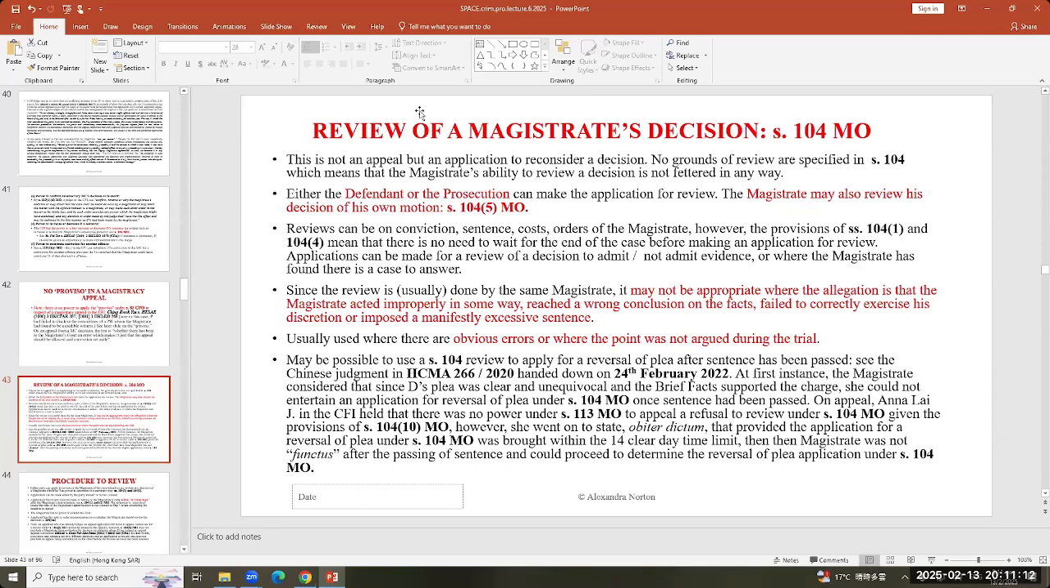That's subsection 5. And you can review anything. It's a very broad power. You can review conviction, sentence, costs, orders, decisions of the magistrate. But where you are trying to argue that the magistrate is biased, hates your client, or that he has acted improperly in some way, or he's reached a wrong conclusion on the fact, or he's exercised his discretion wrongly, it's not appropriate to use the review procedure.